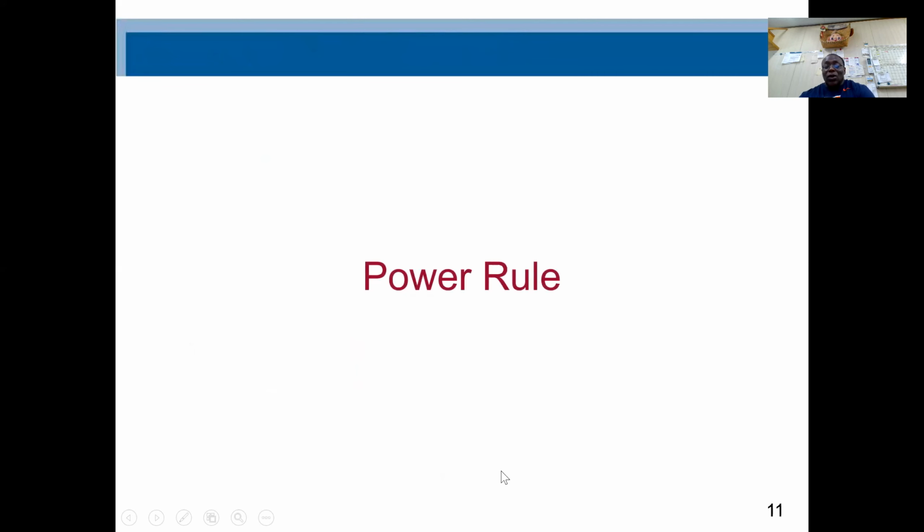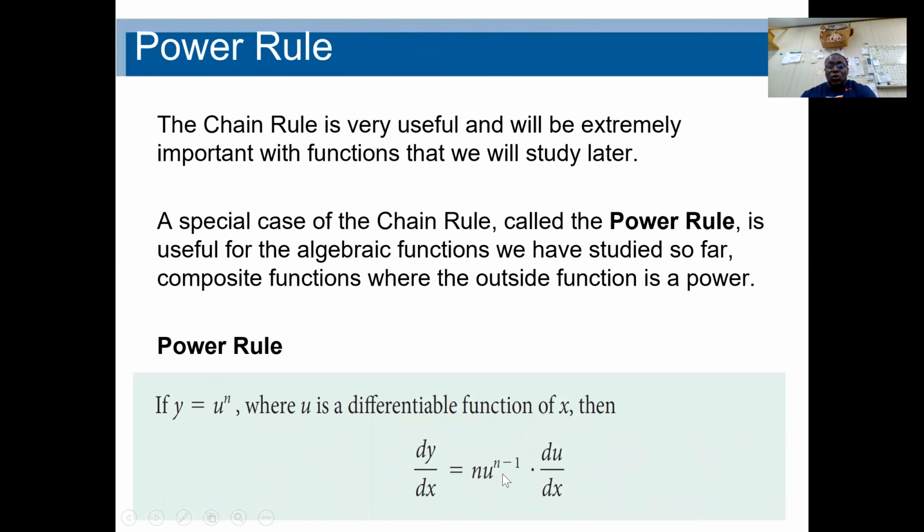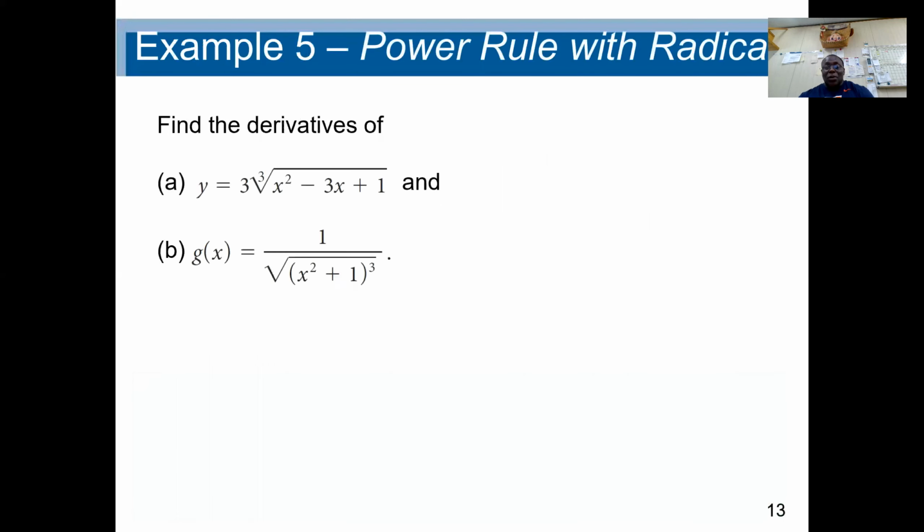So let's go to the power rule now. We know the power rule. We said that if y equals u to the power n, then the derivative of y will be what? It will be n times u to the power n minus 1. Then dy/dx also. So dy/dx will give me n times u raised to the power n minus 1 times du/dx. So here we are using the power rule.